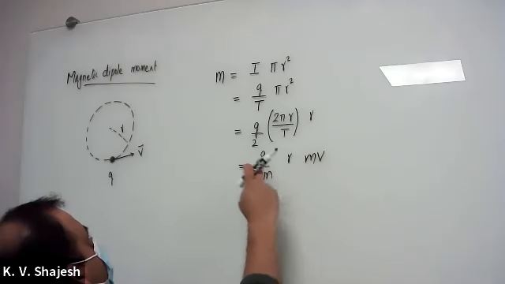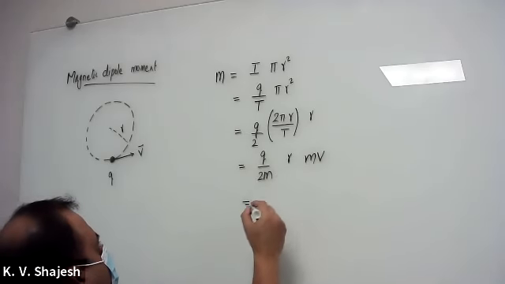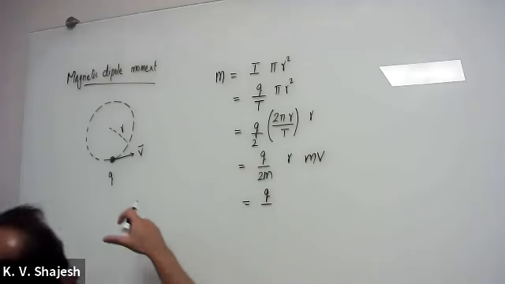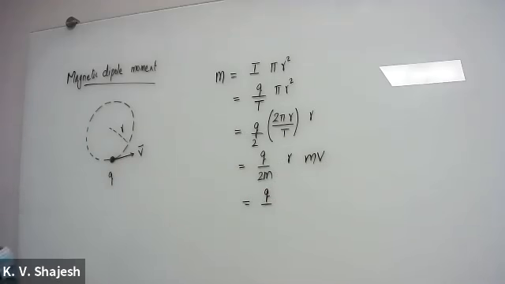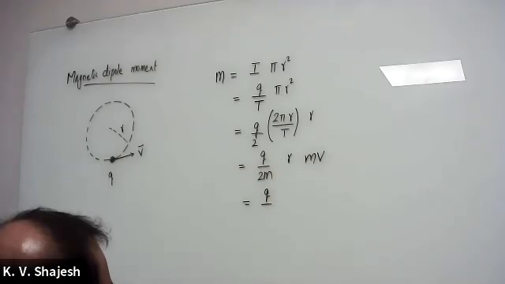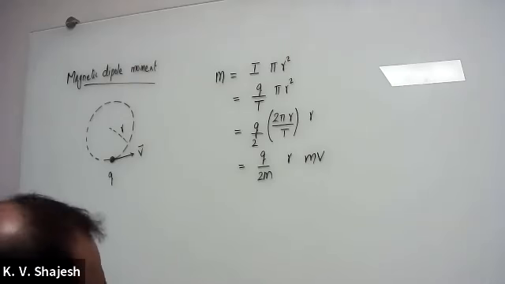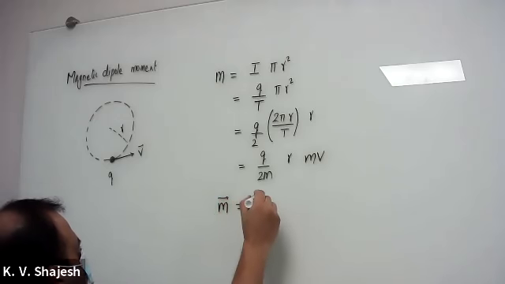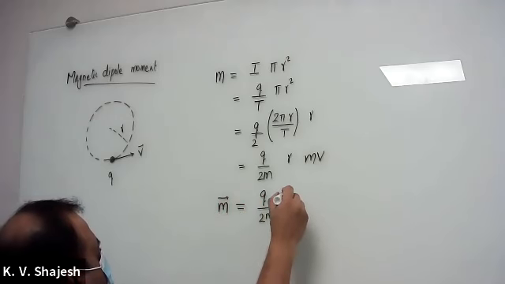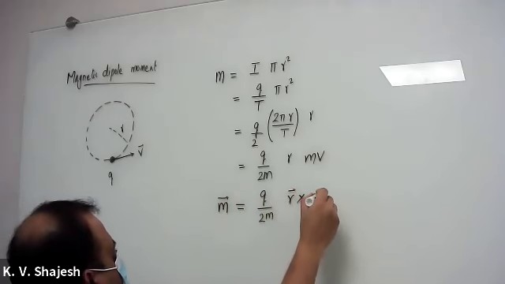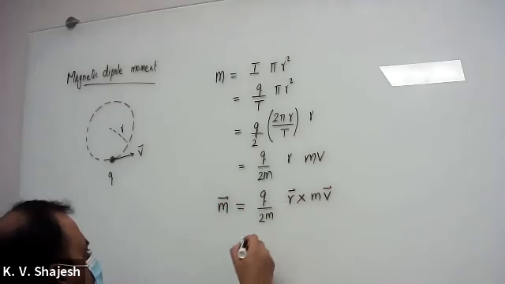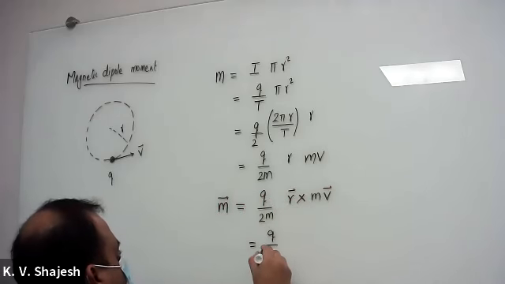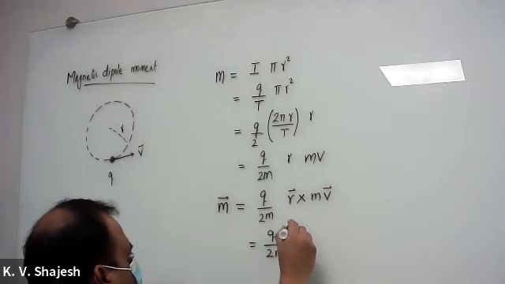Angular momentum, very good. So that means the magnetic dipole moment seems to have the information about angular momentum, and the angular momentum is in the right direction also, it is coming out of the circle. So in general, for a point charge going in a circle, the magnetic dipole moment m, as a vector quantity, is q over 2m times r cross mv, which is momentum, which is equal to q over 2m times the angular momentum L.